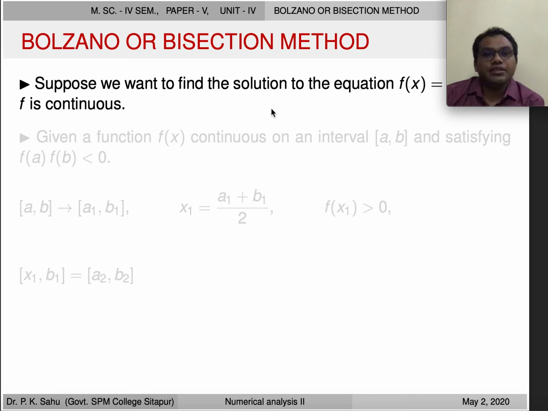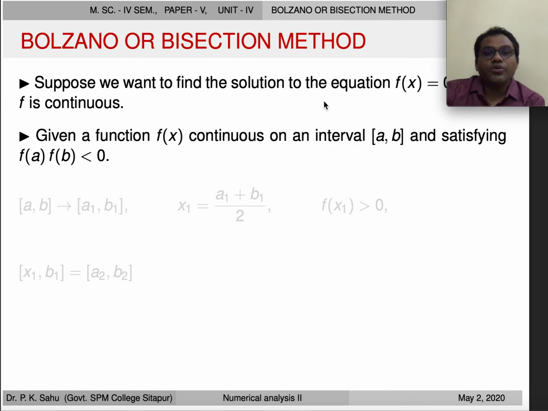Now let us consider the bisection method. It depends on the intermediate value theorem which we have already discussed in the last lecture. For detail you can see my last lecture. Now let's start. Suppose we want to find the solution of the equation f(x) = 0. Here f is a given continuous function. Now consider an interval [a, b] such that f(a) times f(b) is less than 0. Now, we will see how we can use the bisection method to obtain a solution or root of such an equation.